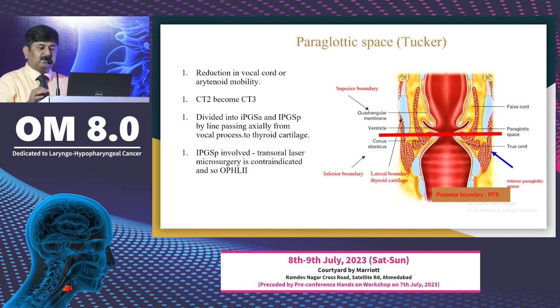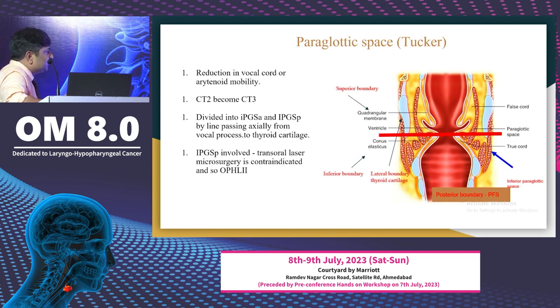So this paraglottic space is like a crossroad. It has a lot of communications all around. As we saw, it communicates with the pre-epiglottic space superomedially. It communicates with deep neck spaces through foramina from which the superior laryngeal artery and nerves come down to the paraglottic space. It is in close contact with the thyroarytenoid muscle, and posteriorly there is very little resistance between the pyriform sinus and paraglottic space. So disease from the paraglottic space can spread anywhere.